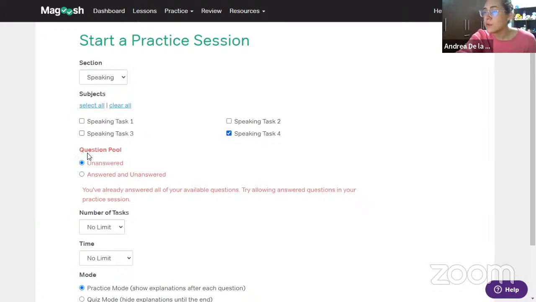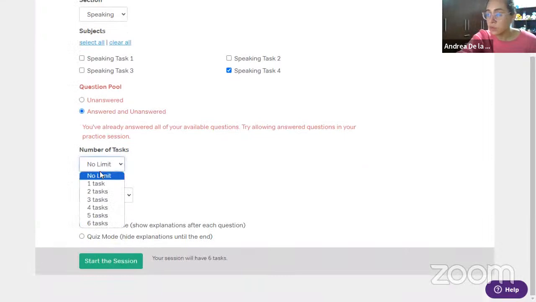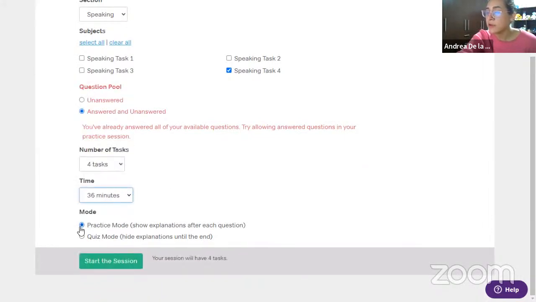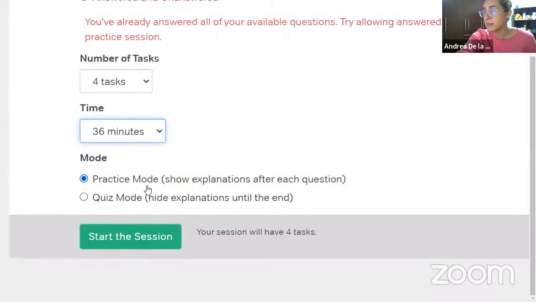This question pool should always be in unanswered, because all of you are going to use the same platform, so you are going to be answering some questions that maybe other people didn't answer yet. So make sure that it's in unanswered, and you can decide how many tasks you want, the time limit, and you can also choose to practice in the practice mode, where you will get explanations after each question, or in quiz mode, where you will get the explanations only at the end.